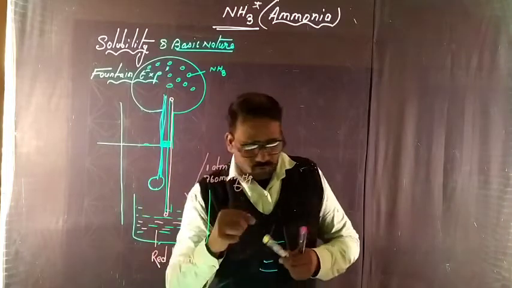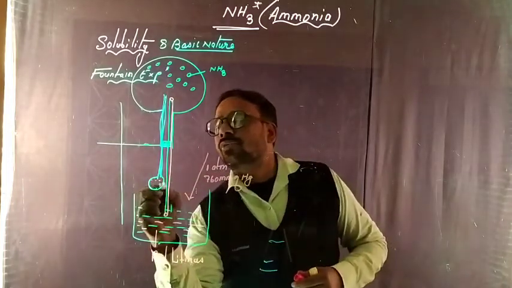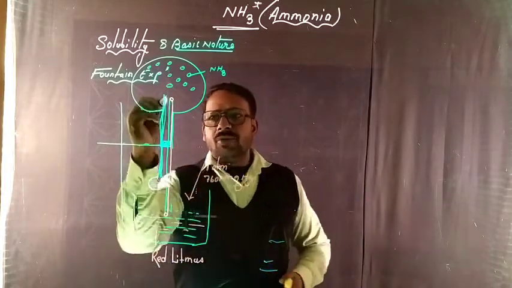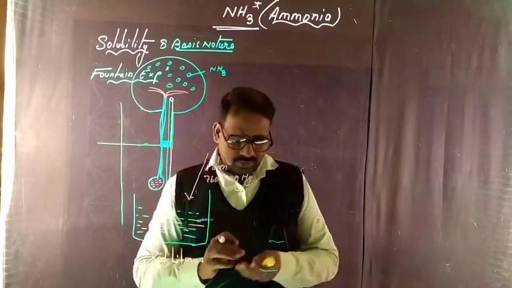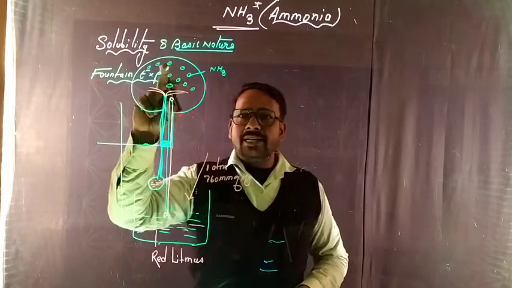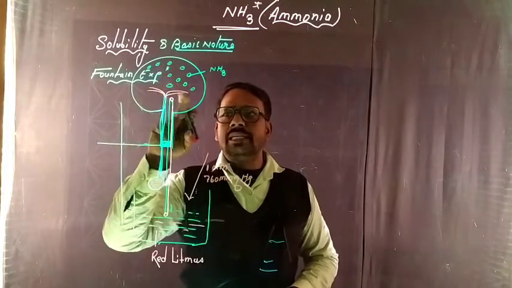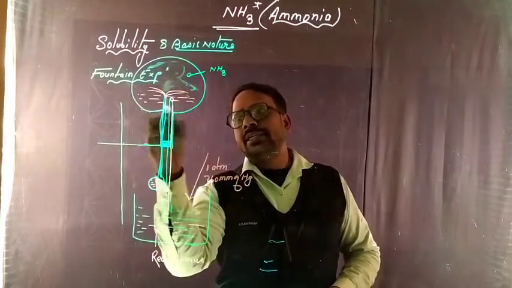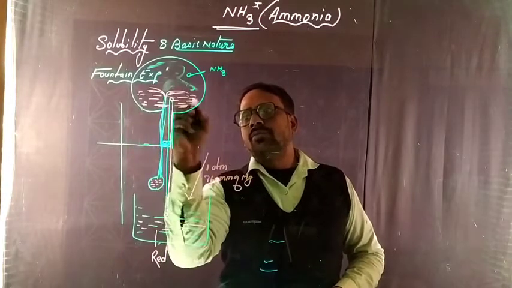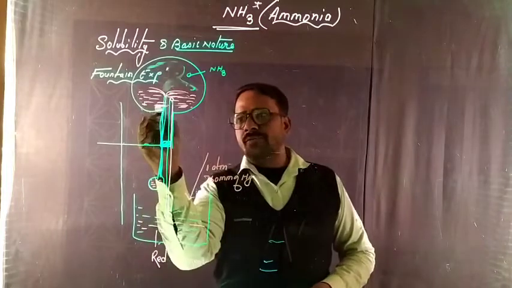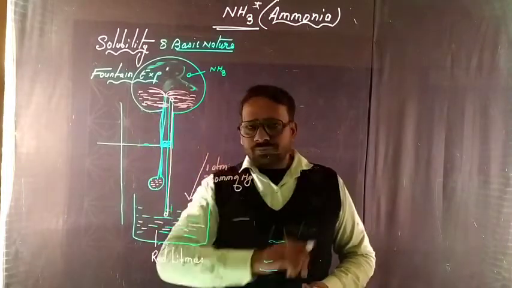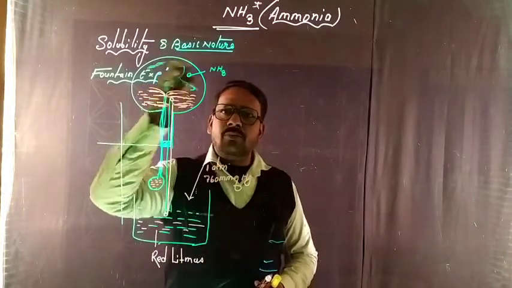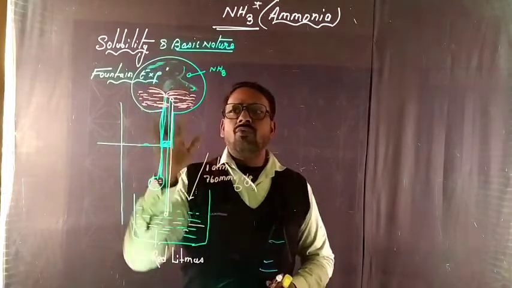When we squeeze the dropper, which contains water, water will come out. And you know that when water comes out from this dropper, NH3 is highly soluble and will dissolve in this water. They start accumulating at the bottom of the round bottom flask, in the form of liquid, called aqueous solution of ammonia. Once the ammonia gas molecules dissolve in water, what will happen?